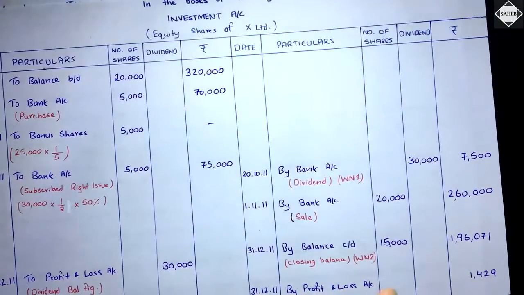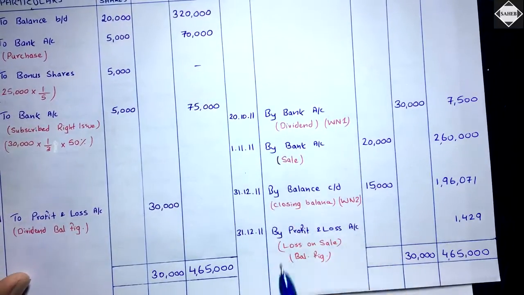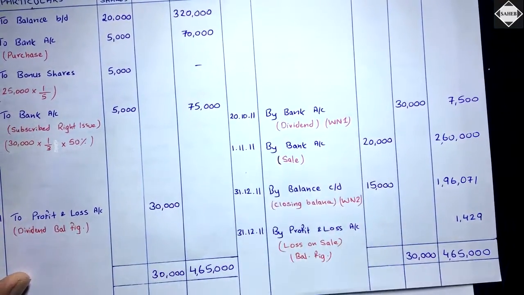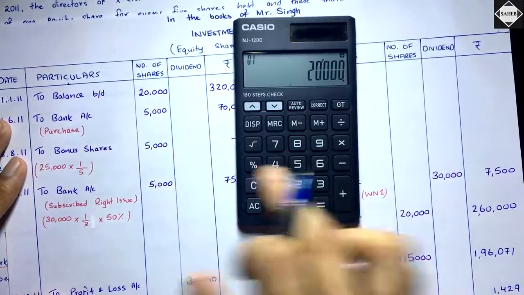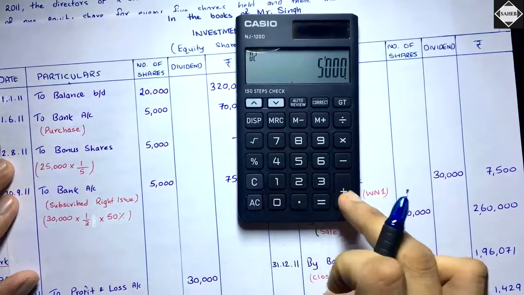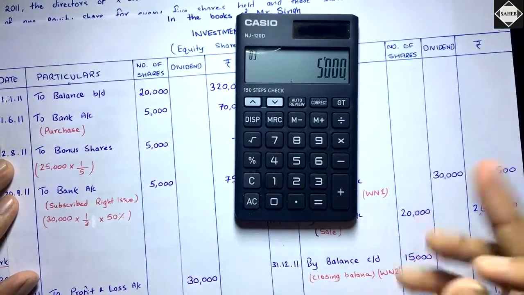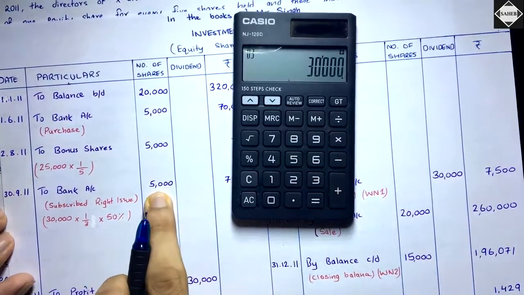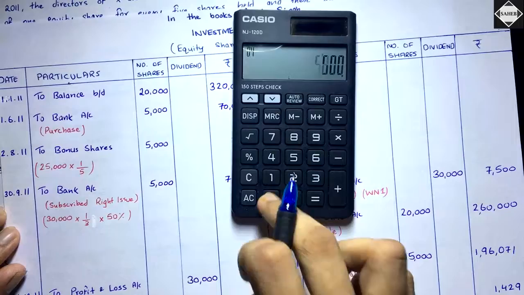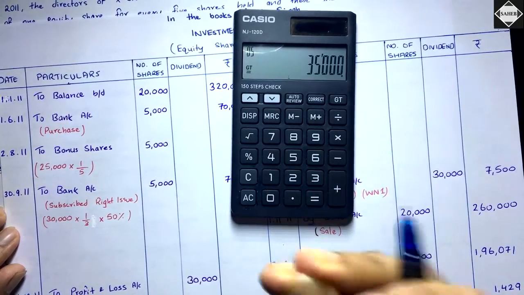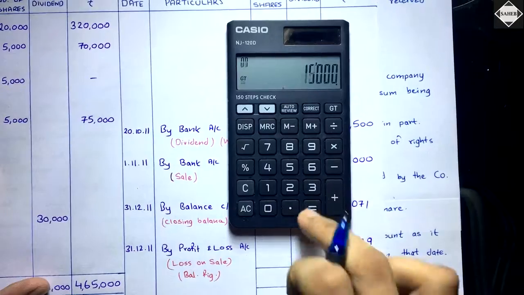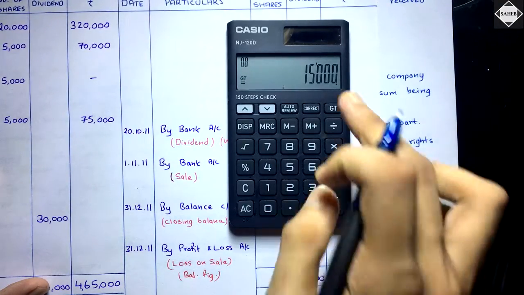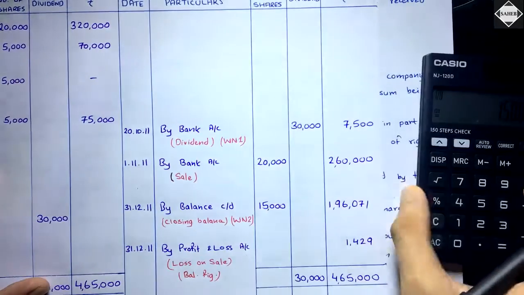So everything is done. Now we have to find the closing balance. For the number of shares, we had 20,000, then we purchased an additional 5,000, then we got 5,000 bonus shares free from the company, and then we subscribed to 5,000 additional shares from the rights issue. So we had a total of 35,000 shares. Then we only sold off 20,000 equity shares, so minus 20,000 gives 15,000. Now we are left with 15,000 shares. So that's our closing balance.